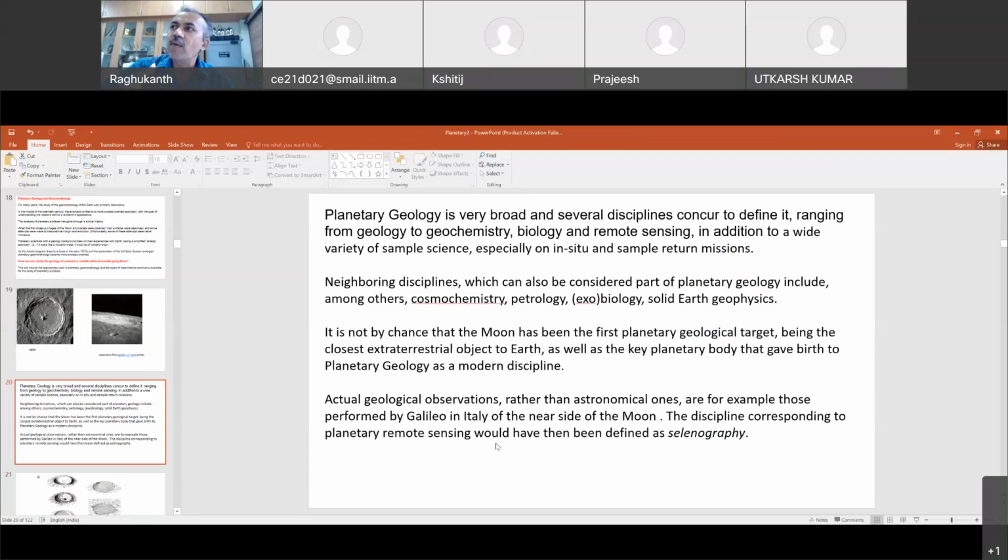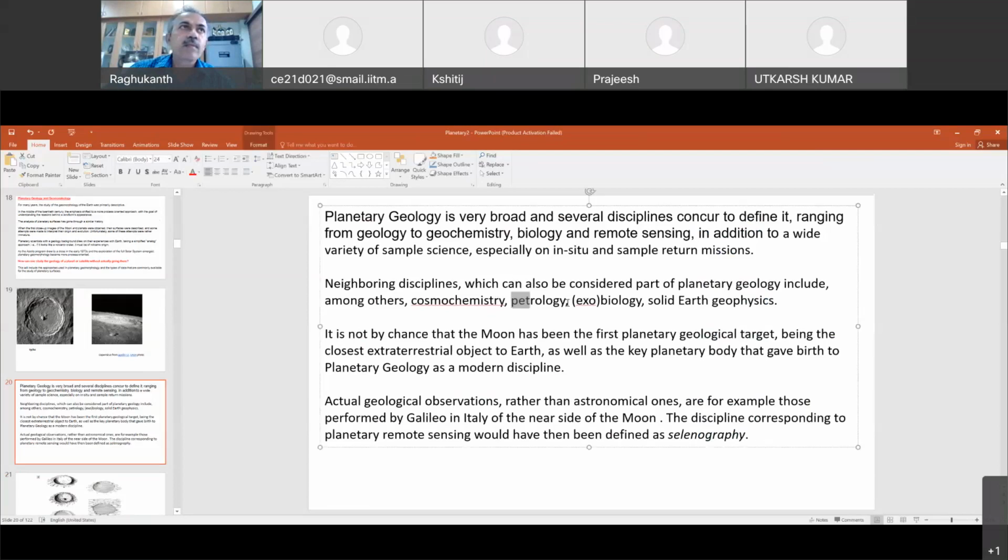Any of you have an idea what the subject petrology is? What does it do? Study of rocks, sediments? It is basically the study of rocks, igneous rocks, metamorphic rocks. So this is a neighboring discipline, petrology, the study of rocks, then biology, and then of course geophysics also, because I will show you Apollo data and other solid geophysics. So in planetary geology, we have to work closely with all these groups.